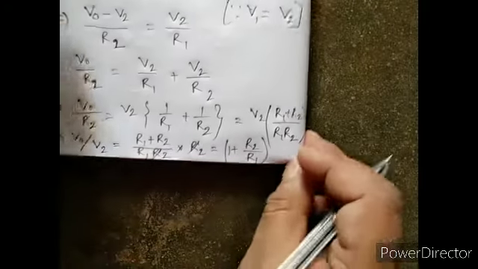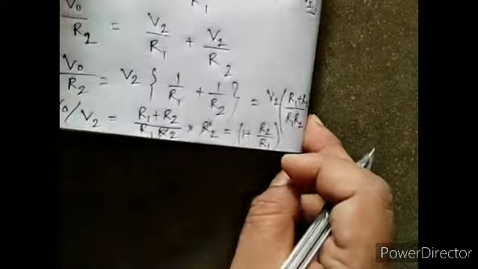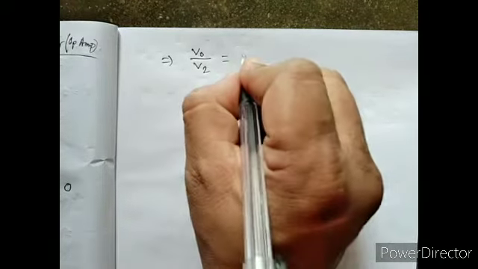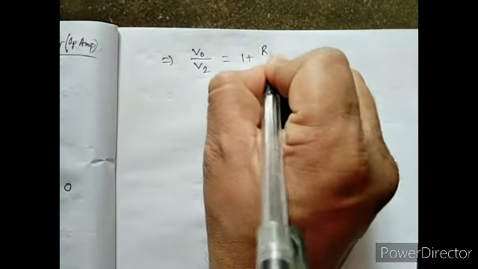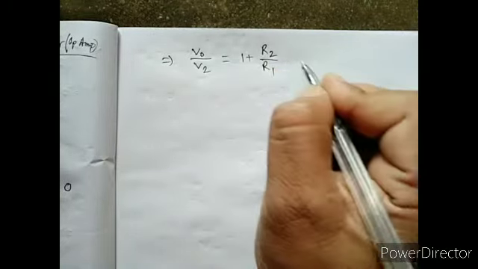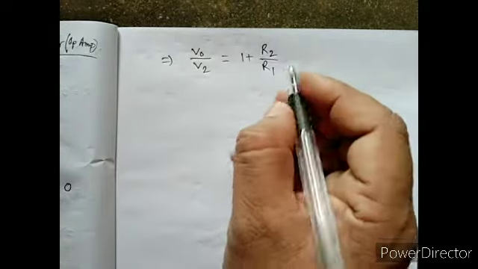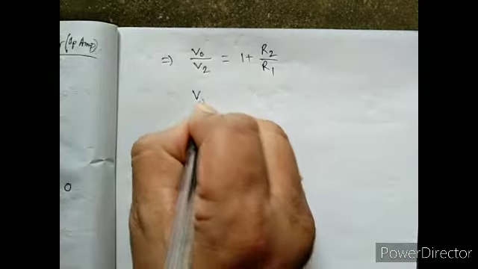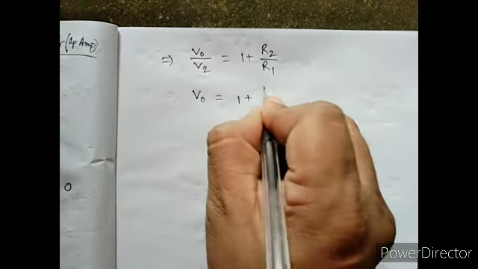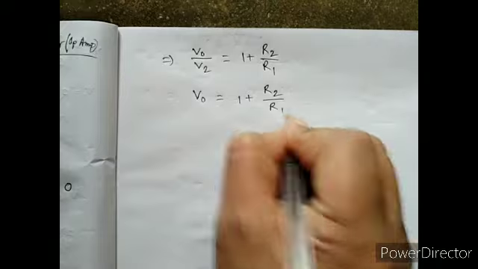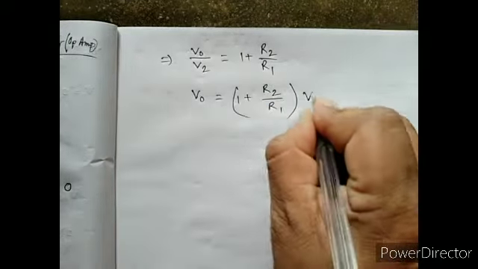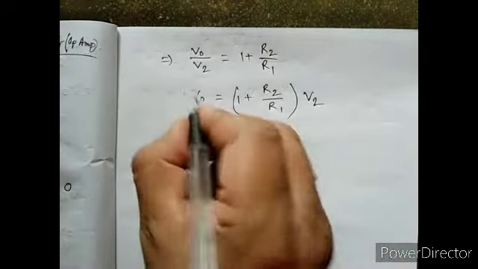So, again if we write the final expression, then we get V0 by V2, where V2 is the input voltage, equals 1 plus R2 by R1. So, gain equals 1 plus R2 by R1, and output voltage V0 equals 1 plus R2 by R1 into V2. V2 is the input voltage.